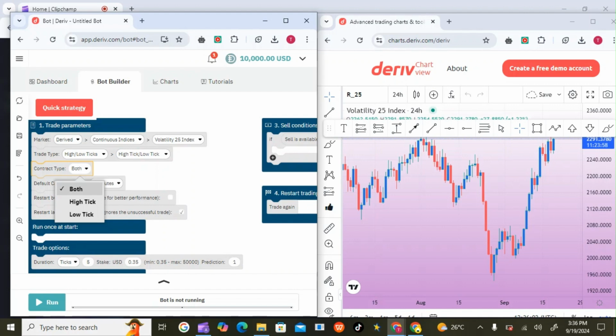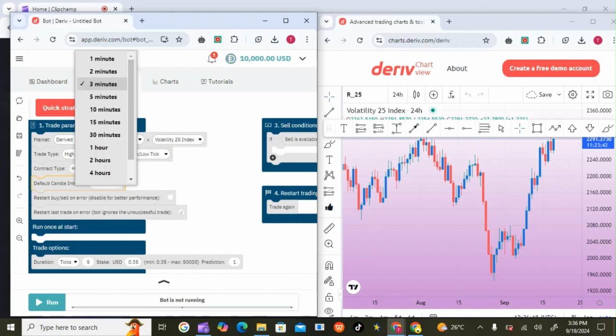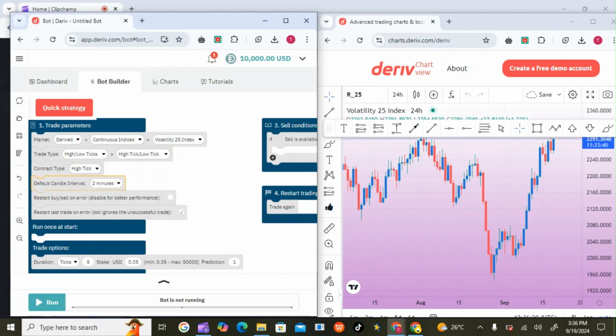Are we together until there? So for us, we will be checking for high tick. High tick under how many? A candlestick of 3 minutes. No, you can maybe use something like 2 minutes. Let me change it to 2 minutes. Good. And the stake we will use, let's put just 600 and see how it goes.